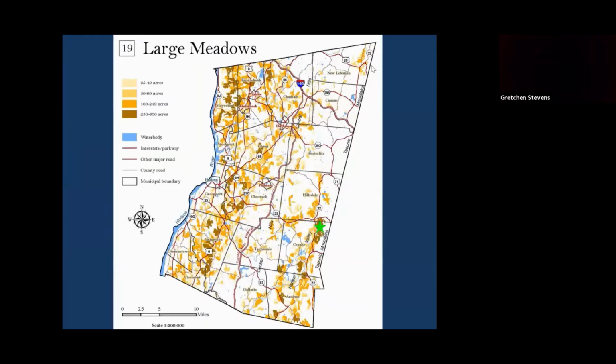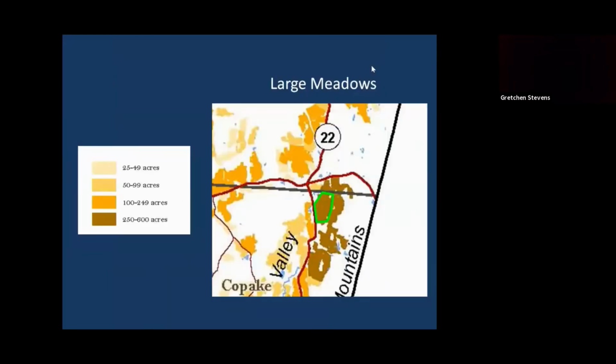This map shows large meadows, and our site actually has some of the largest meadows in the county. This is a whole meadow complex of 250 acres and larger. Meadows can be, of course, very important for farming, and large meadows make certain kinds of farming much more viable economically. Large meadows are also very important for grassland breeding birds, which are a group of birds that have experienced declines in their populations in the Northeast in recent decades due to loss of habitat, among other things.